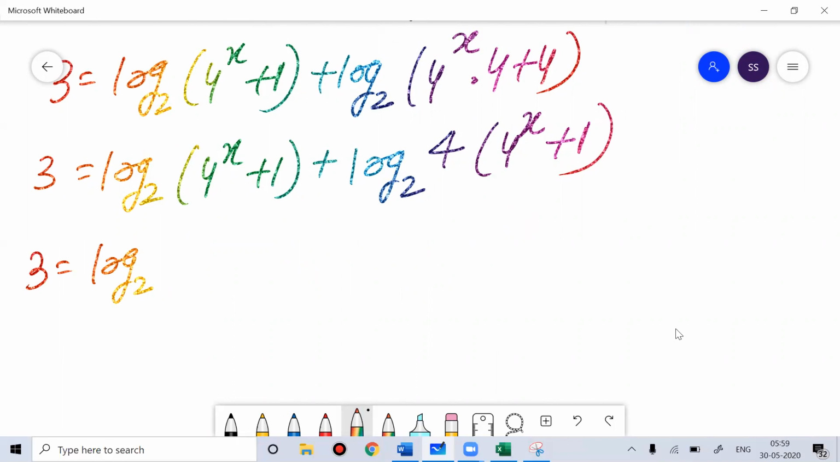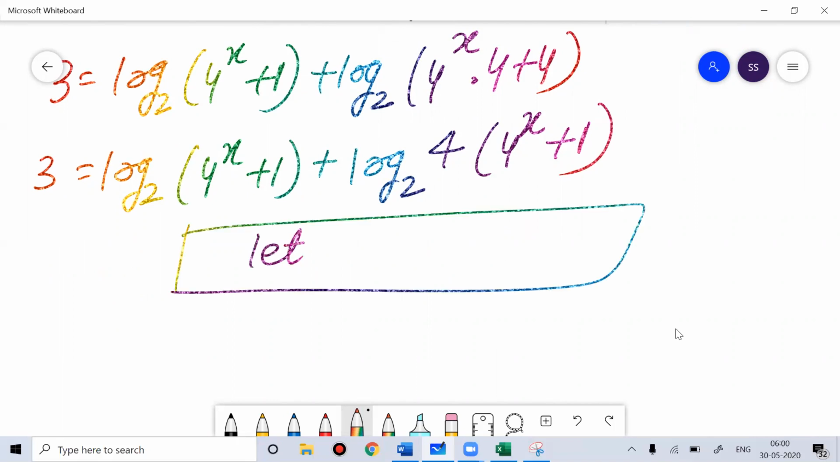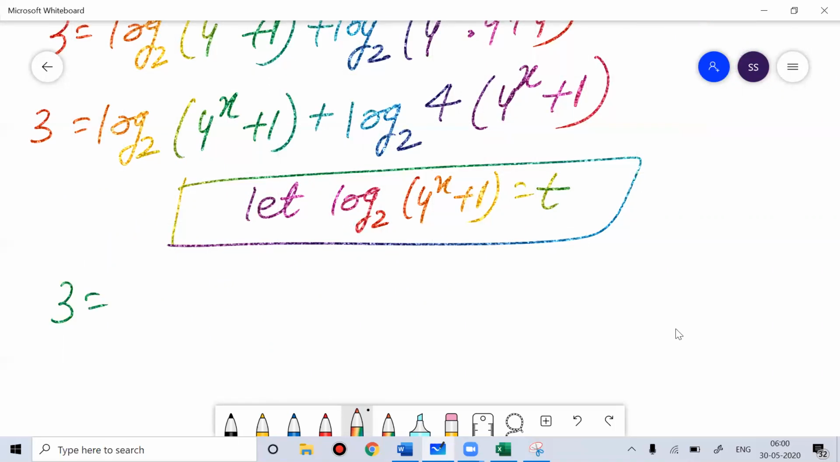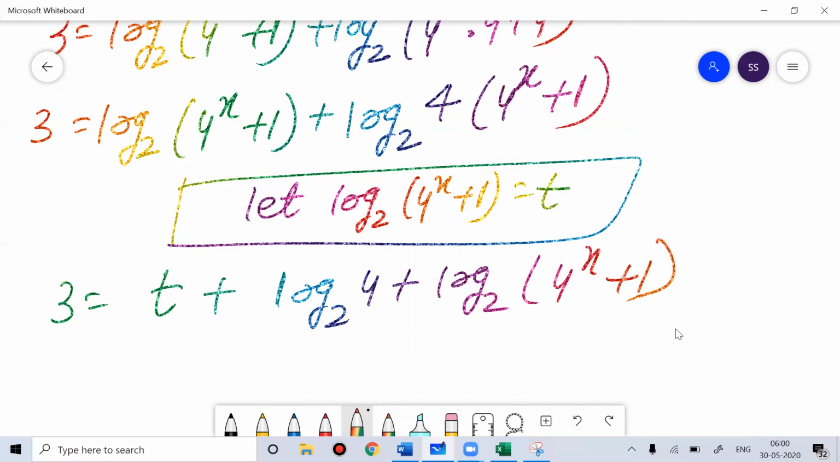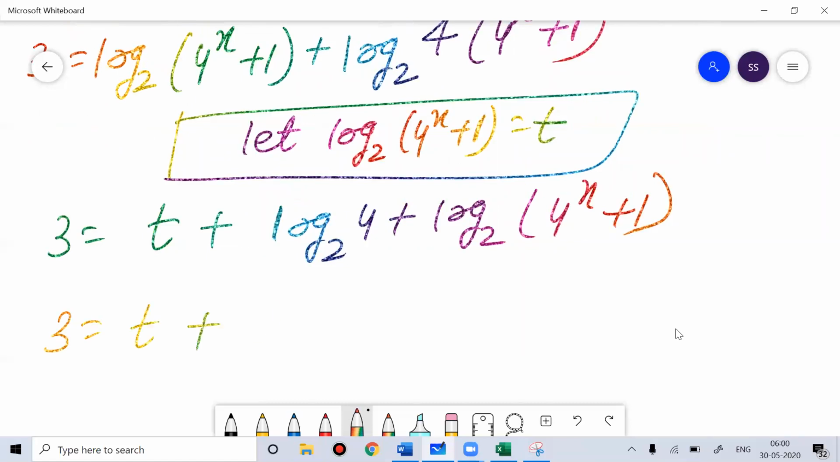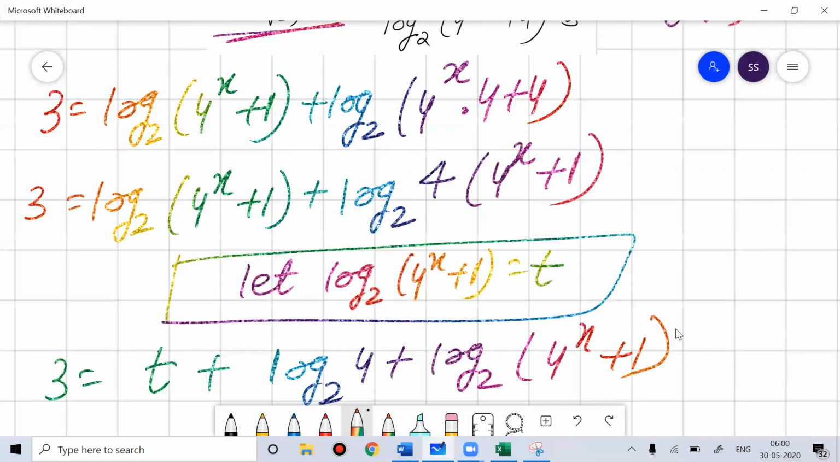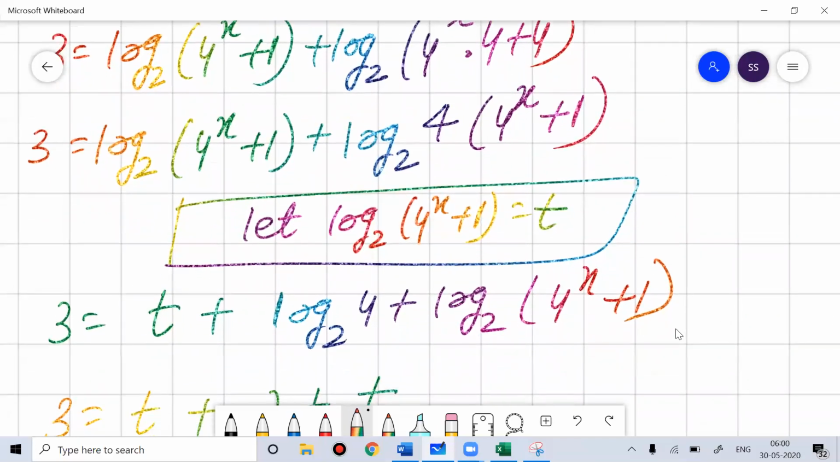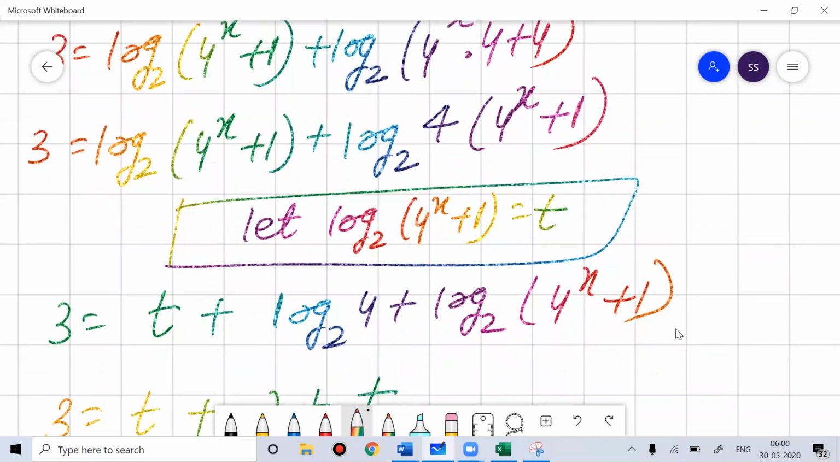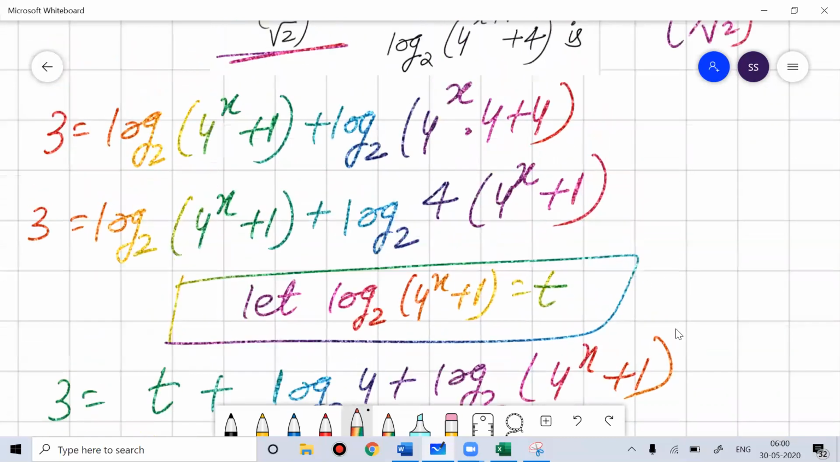Suppose log base 2 of 4 to the power x plus 1 is equal to t. So I can write this as 3 is equal to t plus log of base 2 of 4 plus log of base 2 of 4 to the power x plus 1. So this will be 3 is equal to t plus, log base 2 of 4 is 2, since 4 is 2 square, plus t. Log of a into b is log a plus log b.